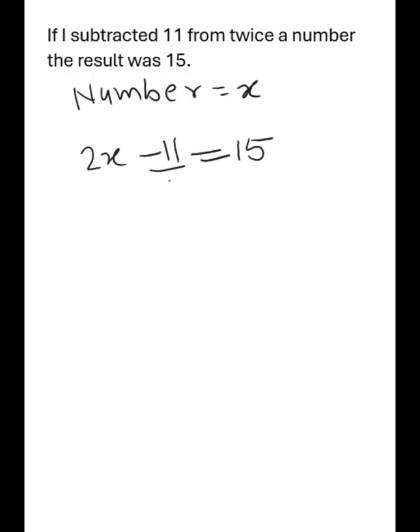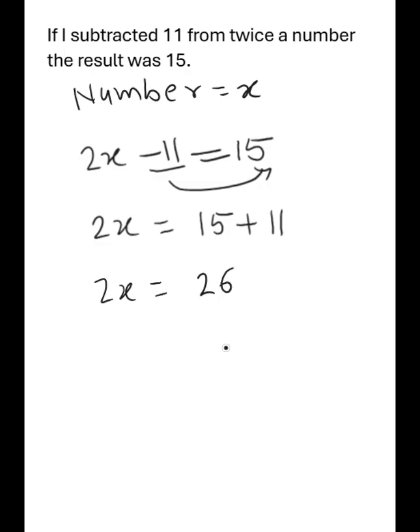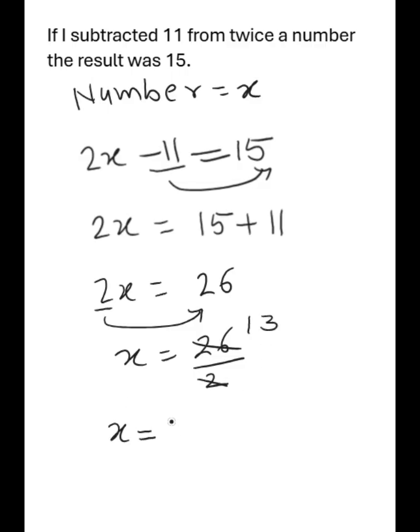Now minus 11 will go to the other side and it becomes plus 11. So 2x equals to 15 plus 11. Now we will solve this further. 15 plus 11 is 26. Now we can take 2 to the other side, and here it was in the multiplication part, so on the other side it goes to the division part. So x is equal to 26 by 2. Now it easily gets cancelled. We will get the answer as 13. X is equal to 13 will be the answer. So the unknown number is 13.